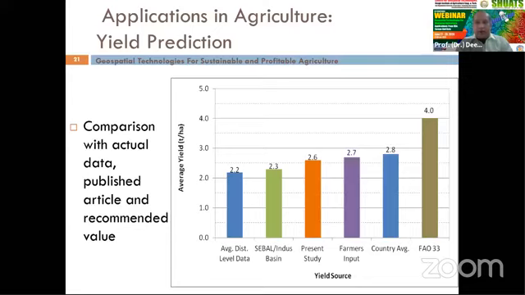So somewhere we are lacking. We are even below the country average, despite being one of the larger producers of wheat. And then obviously, the FAO recommendation is that the potential yield should be up to 4 ton per hectare. So again, we are not reaching the potential, which is a cause for concern.